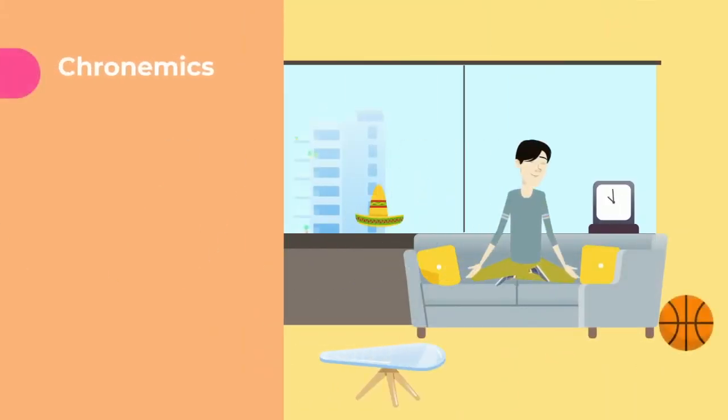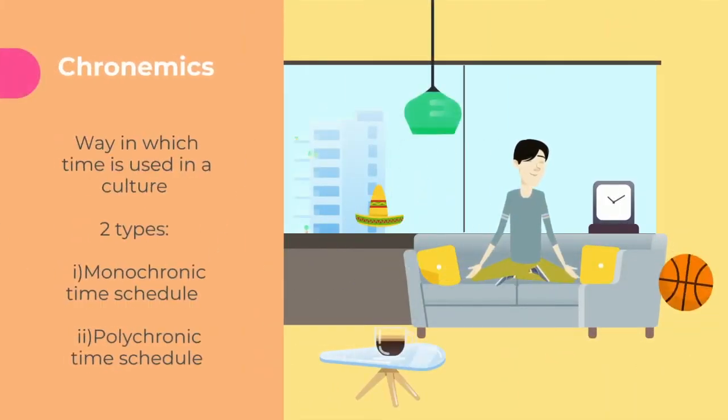Chronemics refers to the way in which time is used in culture. Monochronic time schedules are where things must be done in a linear or direct fashion. For example, a manager will address issue A first, then move to issue B. It is used in the United States, Great Britain, Canada, and Australia.